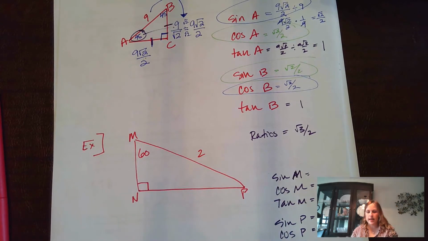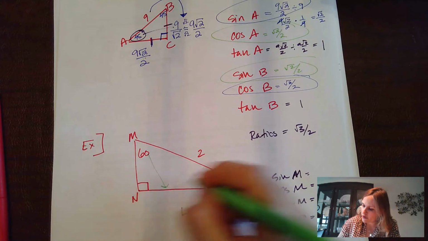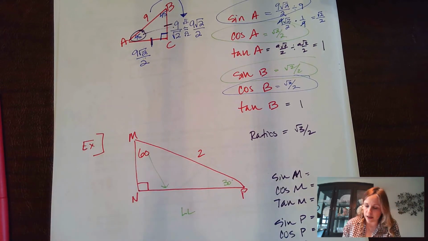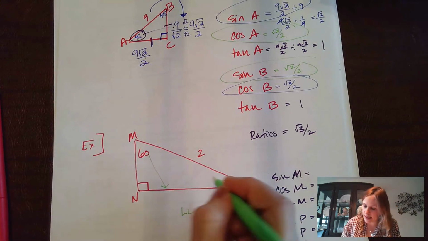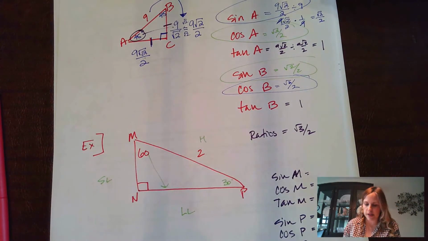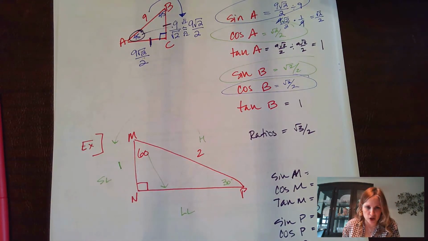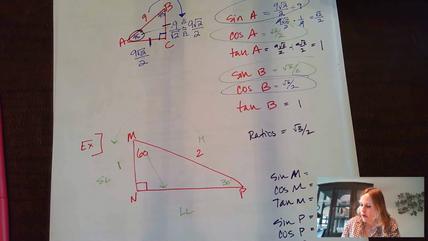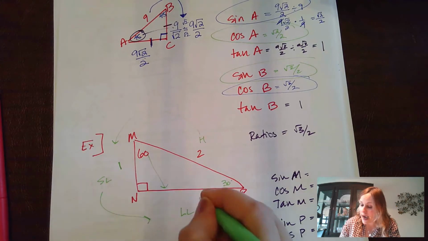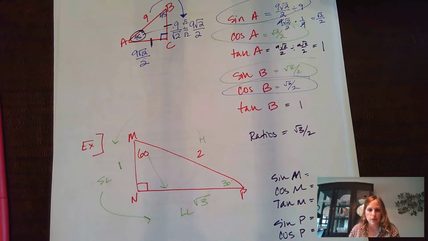So let's fill in our side lengths. This is a reminder of our special right triangles. This is our long leg because it's across from the larger angle. We know that's a 30-degree angle because the 30 and the 60 have to add up to 90, which is my short leg and my hypotenuse. From hypotenuse back to short leg, we divide by 2, so that gives me 1. From the short leg to the long leg, I multiply by root 3. So 1 times root 3 is root 3.